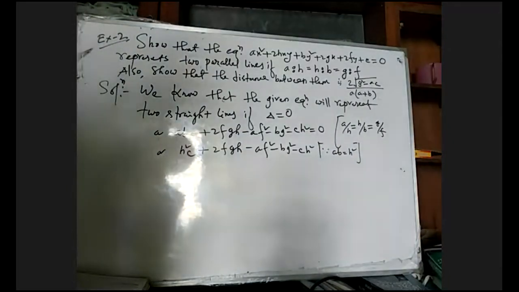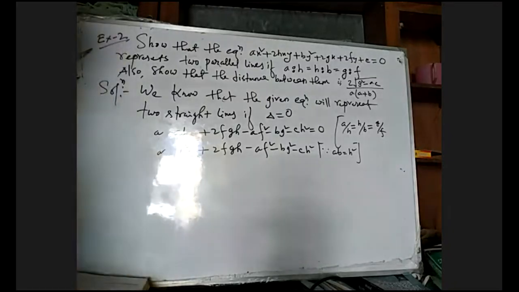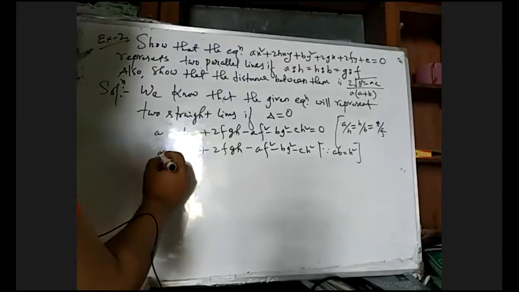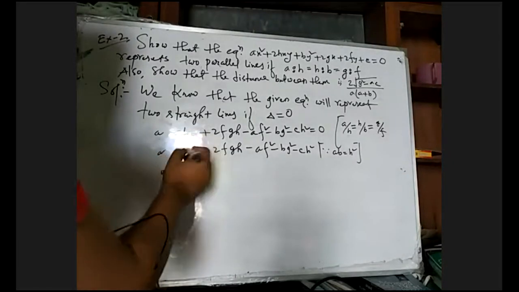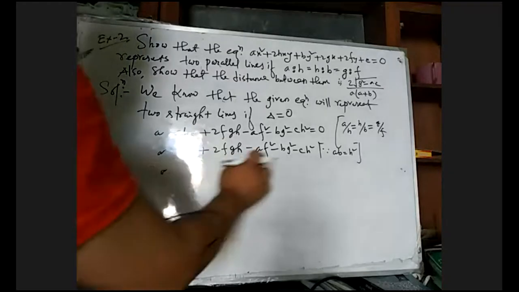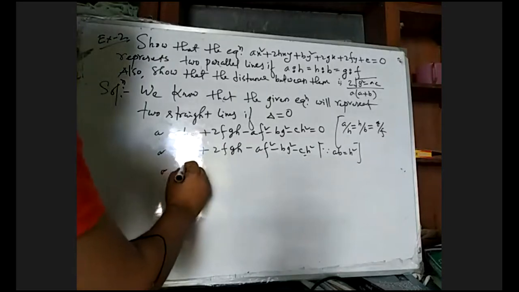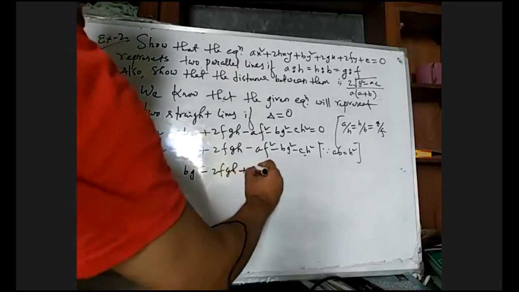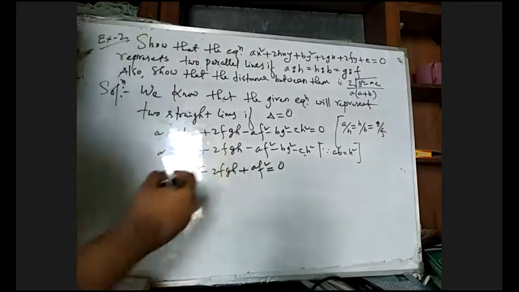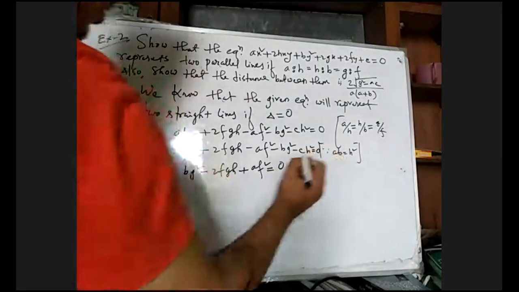Understand everybody? So ab equals h squared, or ch squared will be cancelled. Remember it: this term and this term will be cancelled. So we can write bg squared minus 2fgh plus af squared equals 0.